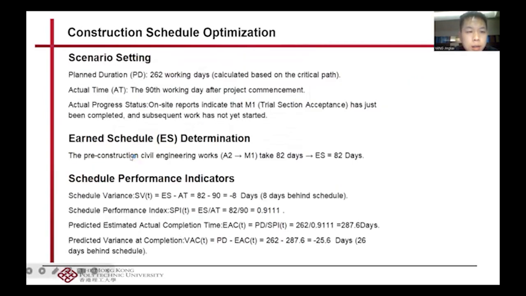And this slide is about construction schedule optimization. We set a checkpoint at the 90th day. At that time, M1 was just completed, so the SV was 8 days. Then we calculated SPI and EAC, and finally determined that the variance at completion VAC was 26 days. After that, we optimized the project following M1.